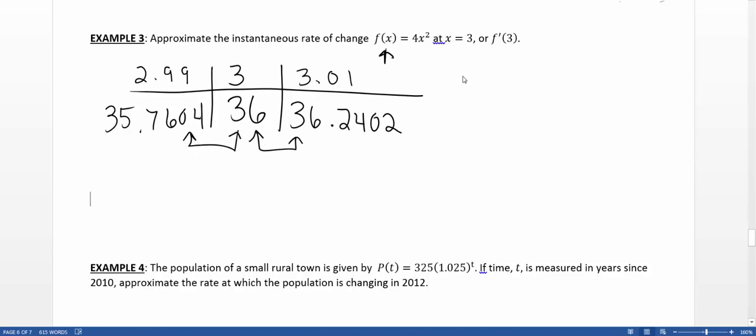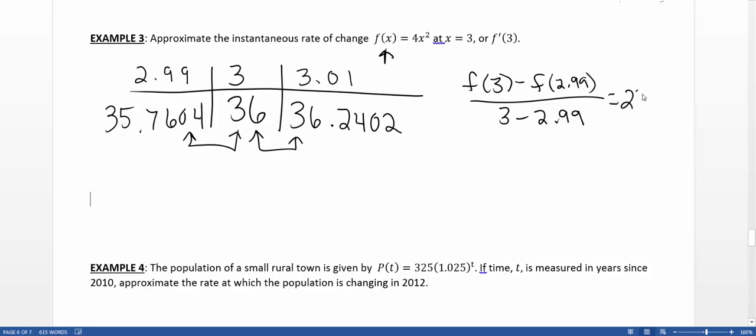So when I do the average rate of change to the left, I'm going to do f of 3 minus f of 2.99 divided by 3 minus 2.99. When I carefully plug those decimals into my calculator and I crunch that number, I get 23.96 for my average rate of change to the left.